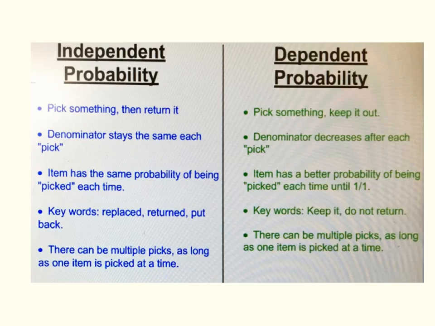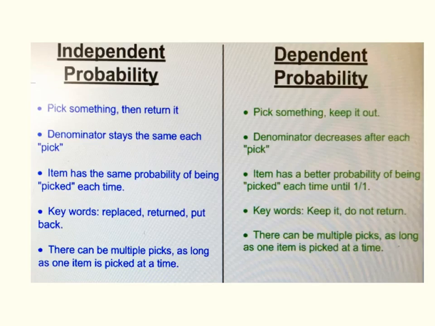So in summary, we have some things that are always true about independent and always true about dependent. Independent, something is picked and then it is returned. Whereas for dependent, something is picked but it is kept out. You'll also find as you're calculating probabilities that with an independent probability, the denominators will stay the same. And for dependent probabilities, the denominator will decrease after each pick.